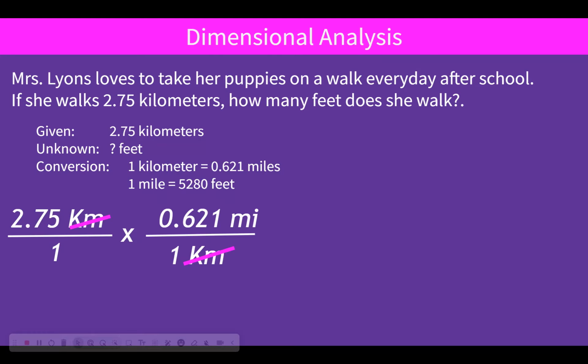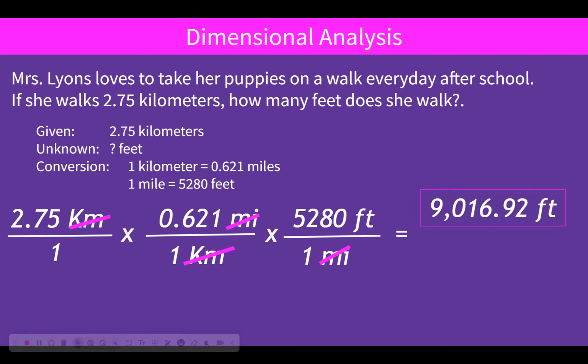So now we need to get from miles to feet. So we're going to put in another conversion factor. This time, since miles is on top, we want our conversion to have miles on the bottom and then feet on the top. So again, the miles cancel out, leaving us with a unit of feet. So if we multiply through across the top, what we're going to get is 9,016.92 feet. Our given has 3 significant figures, so our answer can only have 3 significant figures. So our answer is going to be 9,020 feet.